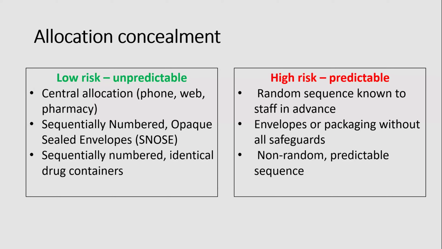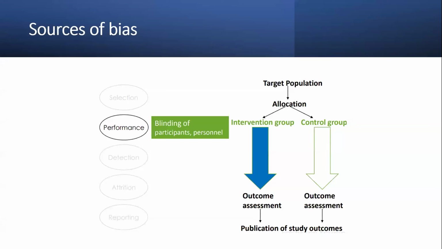Then, high risk of bias is when the authors mention that the random sequence was known to staff in advance, or the researcher themselves knew whom to recruit for the intervention and the control group, or the envelopes or packaging had no safeguards, or they used only a chip method, or non-random methods to recruit the participants. If those methods were used, we will see it as a high risk of bias.